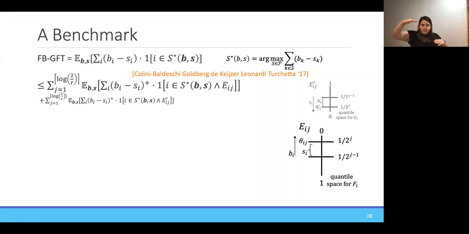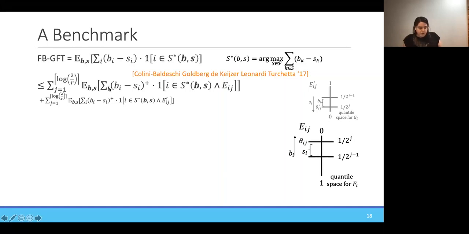Why can't we just divide cleanly? Because if you just divide into log events, even though you always have the buyer's value being higher than the seller's value if it's in the optimal set, they don't necessarily divide cleanly at log points. So you need to look at some overlapping ranges. So we divide into log events that the seller's value is in some range, and then the buyer's value is at least the lower part of the range. Okay. So from Colini-Baldacci et al., our first best gains from trade is upper bounded by these order log events.